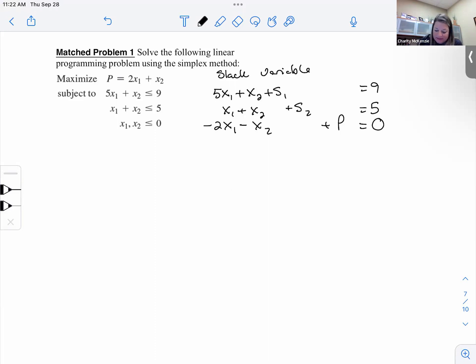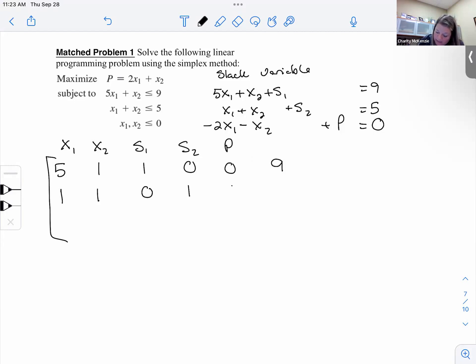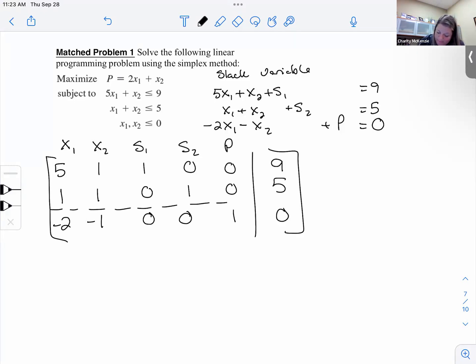So there's your initial system. Let's write our matrix out. Our matrix is going to go 5, 1, 1. I'm going to write these out on our first one, 2x2, s1, s2, and p. So this was 0, 0, 9. And then the next one went 1, 1, 0, 1, 0, 5. Last one went -2, -1, 0, 0, 1, 0. Okay, there's our initial system.